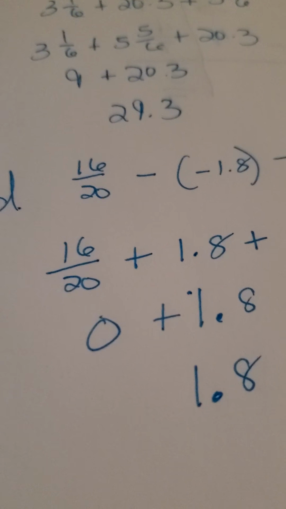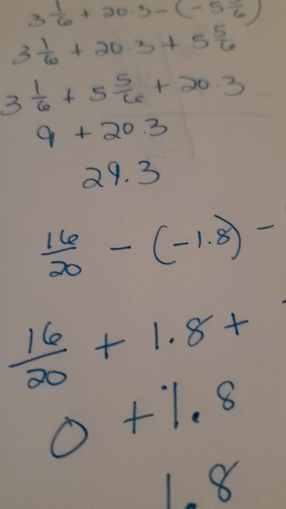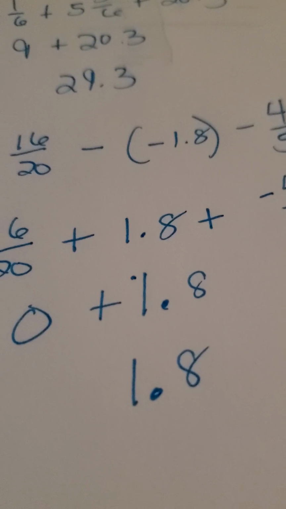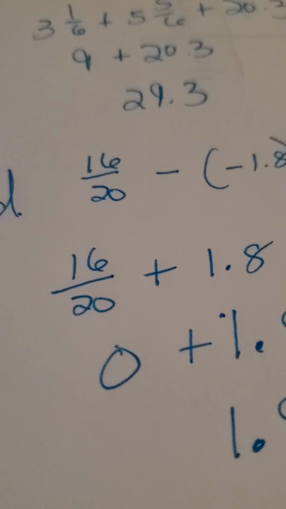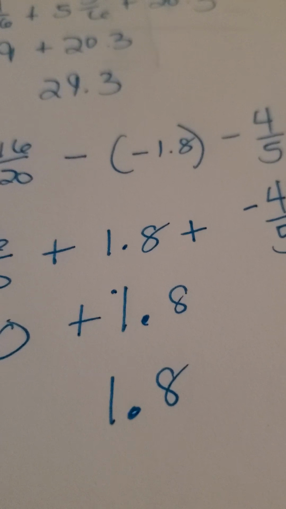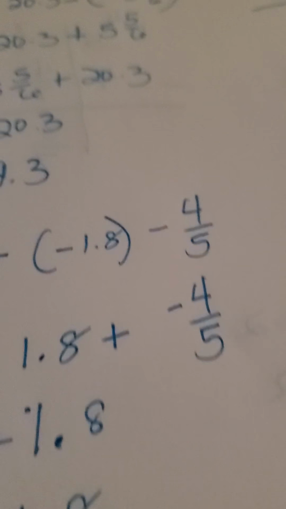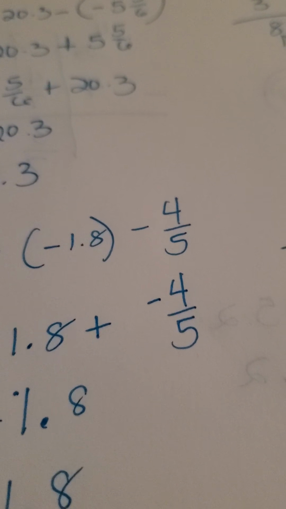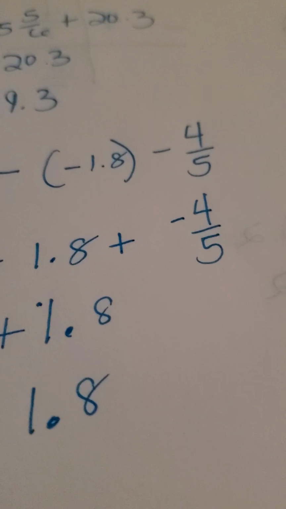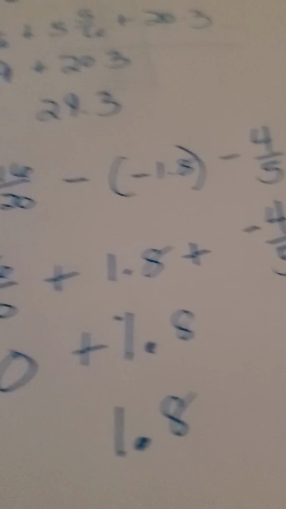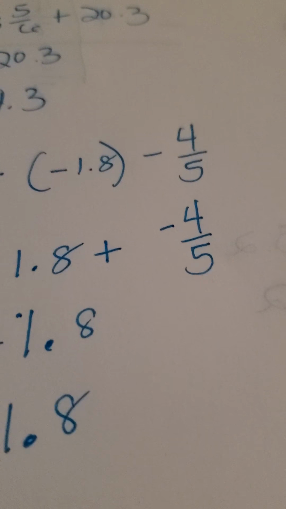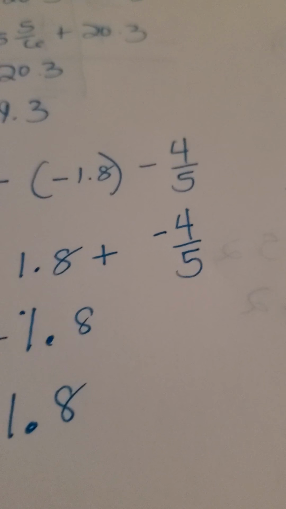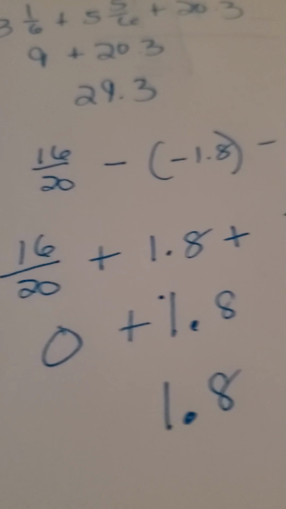So the first one, we have 16 over 20. I'm going to change that subtraction sign into an addition sign and change negative 1.8 to positive 1.8. So now I have 16 over 20 plus 1.8. That's positive. Now for this one, we have minus 4/5, but 4/5 is positive. There's no negative sign there. So I'm going to change that to plus negative 4/5. So now I have 16 over 20 and a negative 4/5. So positive and negative, that means these two are going to be subtracted from each other.